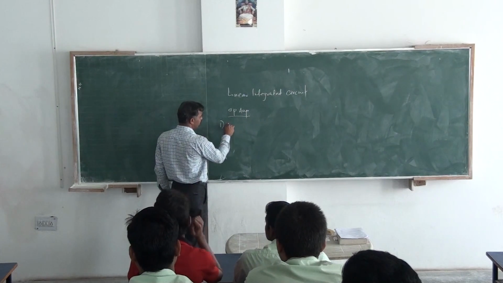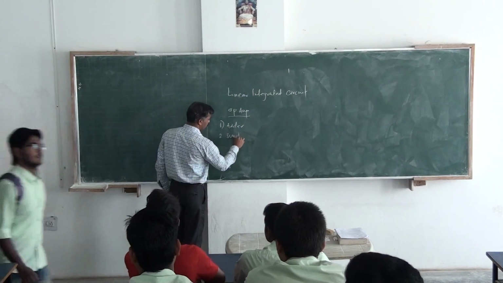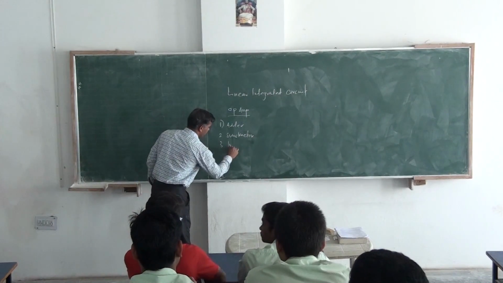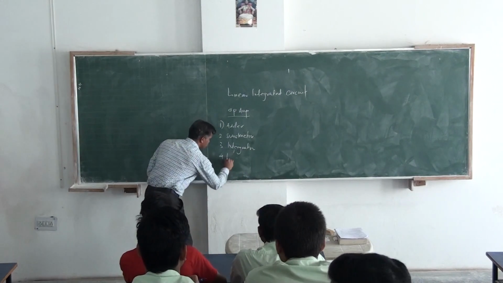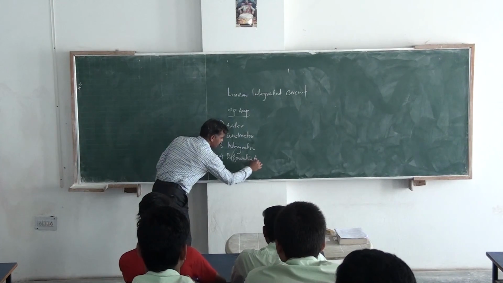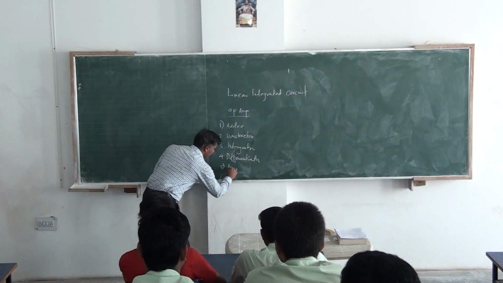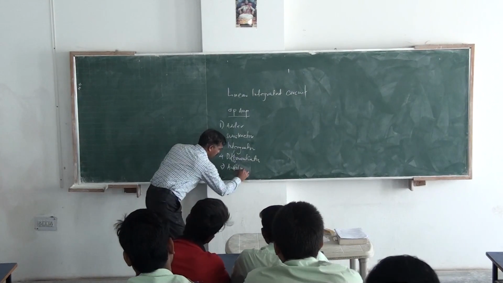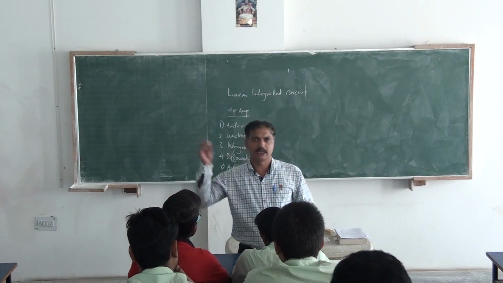One is your adder. Second one, subtractor. Third one, you have integrator. Fourth one, you have differentiator. Fifth is your anti-log and logarithm. These are the applications. That is the reason it is called an operational amplifier.